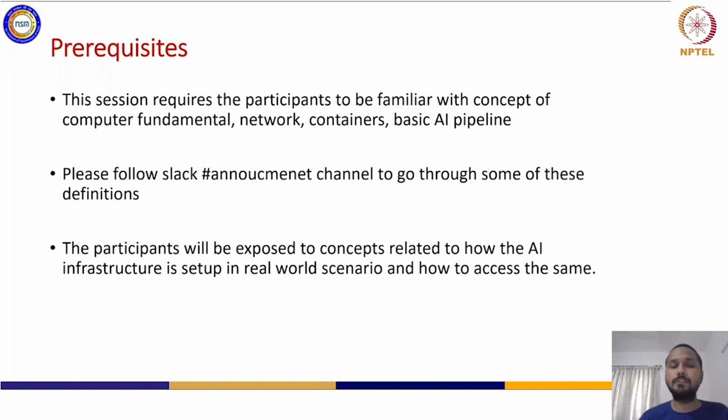The participants in this particular lecture would be exposed to concepts related to how an AI infrastructure is set up in a real-world scenario and how to access it. We are now going to talk about the fundamental building blocks of creating your own supercomputing center, which will be covered in the next set of lectures. But I'm going to introduce you to some of those concepts which will help you in the next lectures.